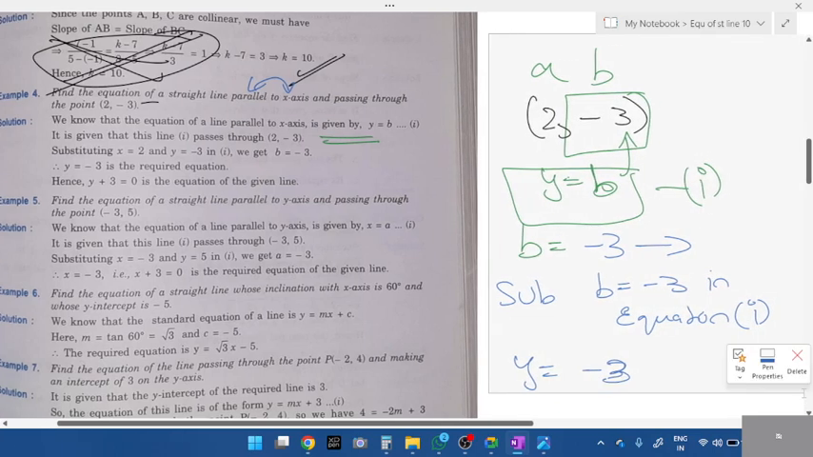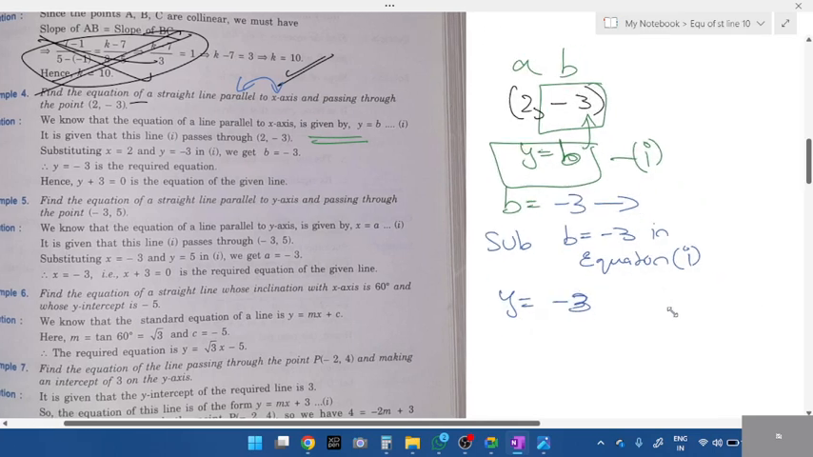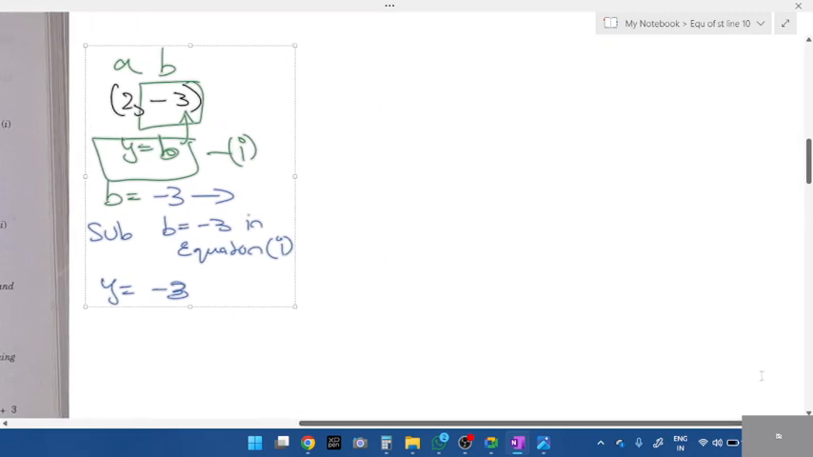In between, whatever I've written, just ignore all those things. Try to understand this concept. y is equal to minus 3. If you want to convert into equation form, bring minus 3 to the other side. y plus 3 is equal to 0.